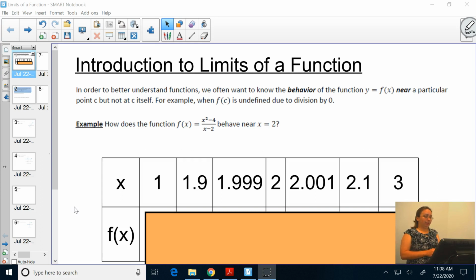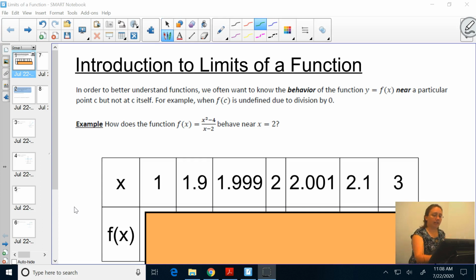So here we have an example. How does the function f of x behave near x equals 2? So I want you to think of this as being the C value. We want to know what's happening as our x's approach C. Does our function approach a particular number, or does our function blow up to infinity or negative infinity? How do we figure this out if we don't have a picture? Well, this is a numerical method for finding a limit.